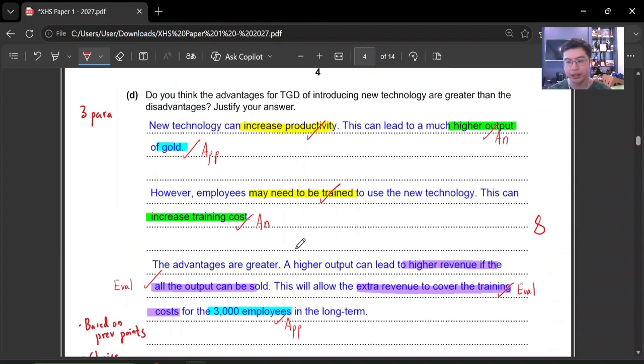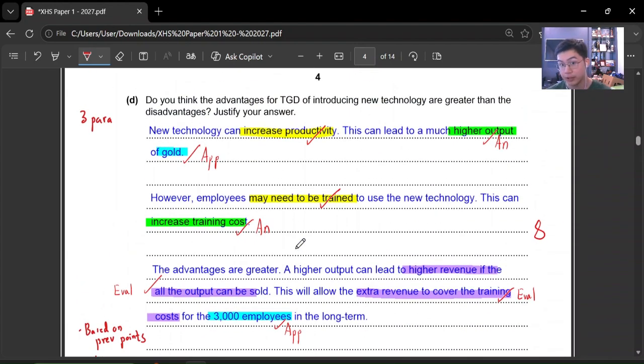So this is a very short guide on paper 1. So I hope you found this helpful.